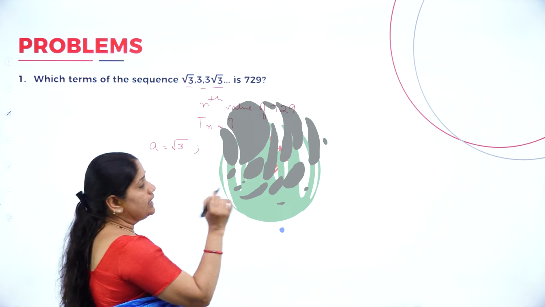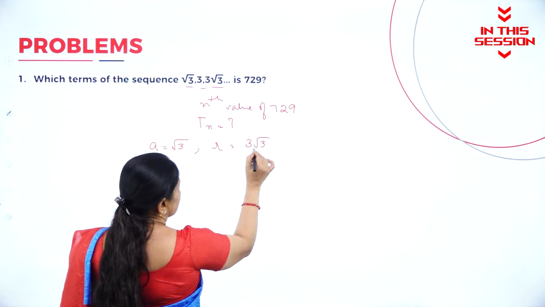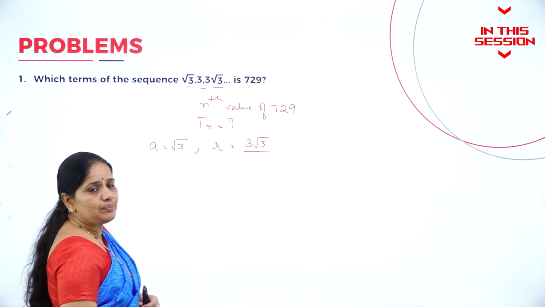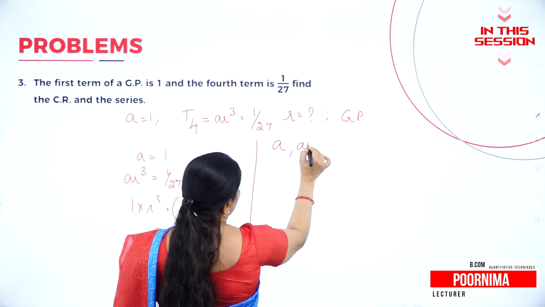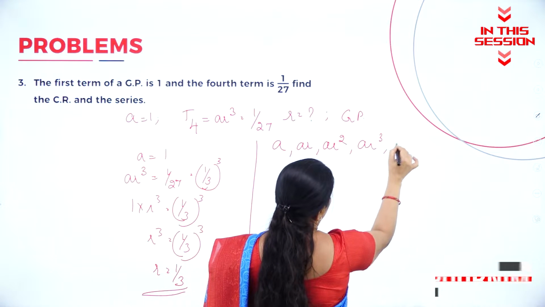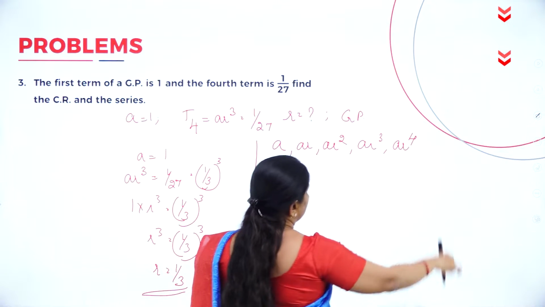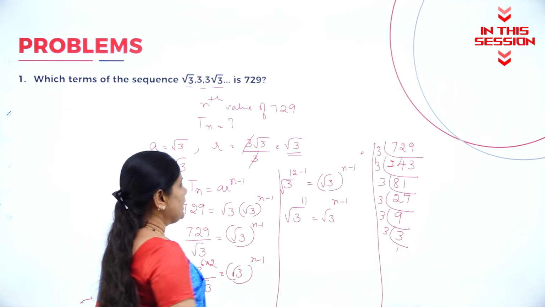We have to find R. So R will be equal to any number divided by the previous number. We know the standard form of the GP. What is the standard form? a, ar, ar square, ar cube, ar to the power 4. When the bases are same, the powers can be added.